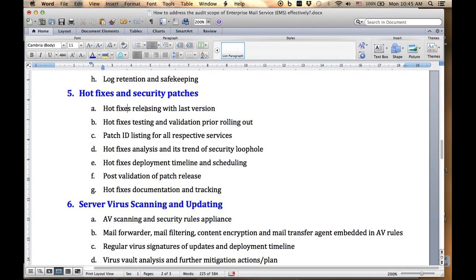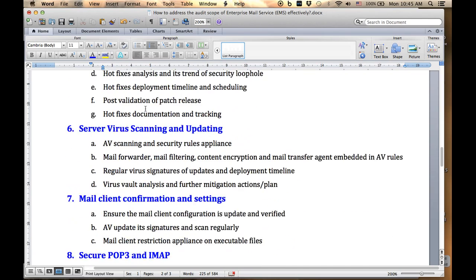So the next is post validation of patch release. After they release the patch, we need to understand what further action proves to the auditor that the IT security team makes a further investigation on the patch release to the particular system or service on the server. So the last one is hotfix documentation and tracking.